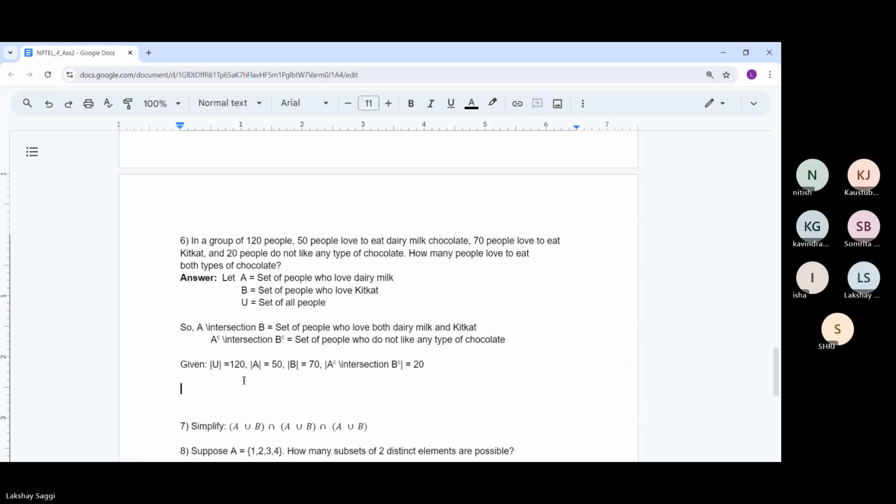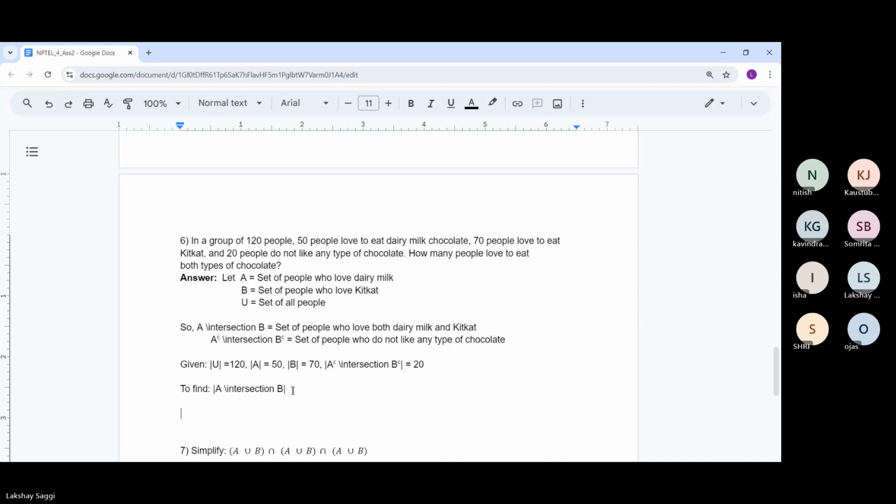So note that what we need to find out is this. We have converted the original problem into a set problem, right? Now we can just forget about the Dairy Milks and Kit Kats. We can just assume these as sets. We are given these set sizes and we need to find out the size of this. So this is the problem which we want to solve.